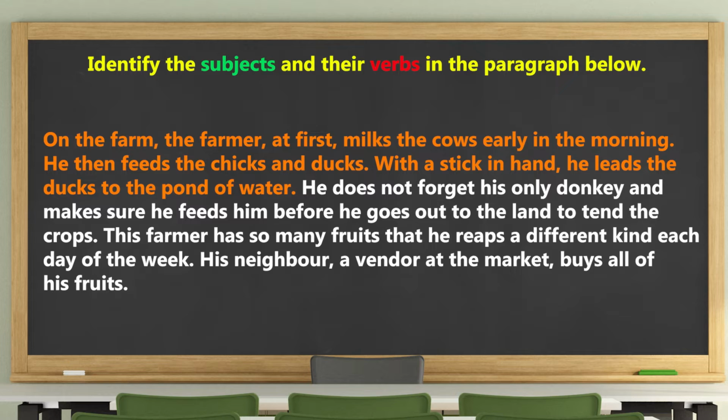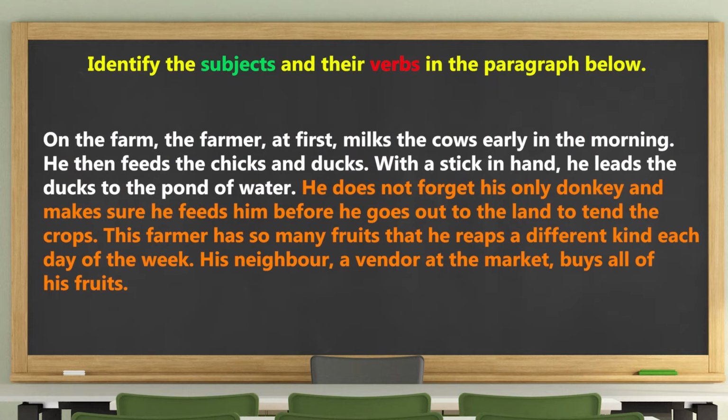On the farm, the farmer at first milks the cow early in the mornings. He then feeds the chicks and ducks. With a stick in hand, he leads the ducks to the pond of water. He does not forget his only donkey and makes sure he feeds him before he goes out to the land and tend to the crop. This farmer has so many fruits that he reaps a different kind each day of the week. His neighbor, a vendor at the market, buys all of his fruits.